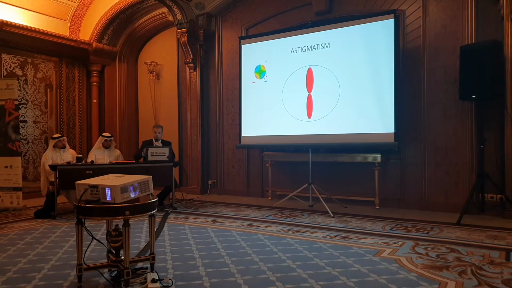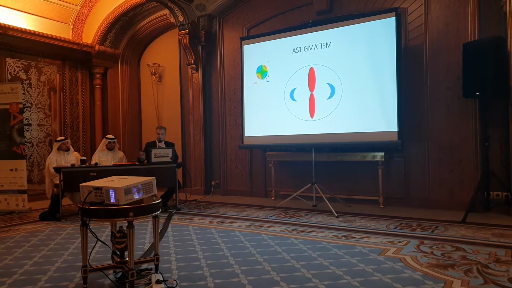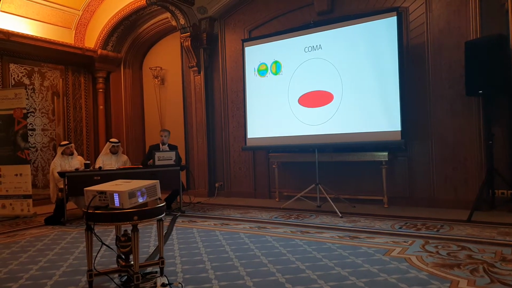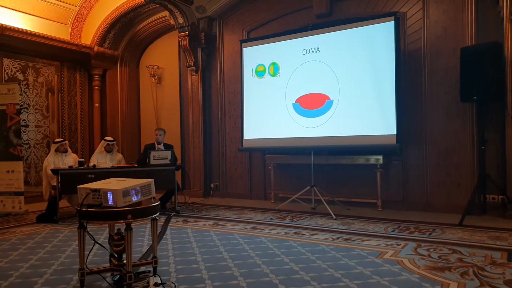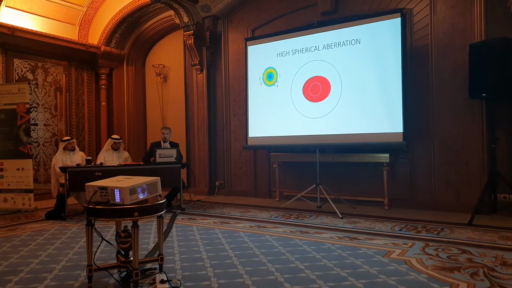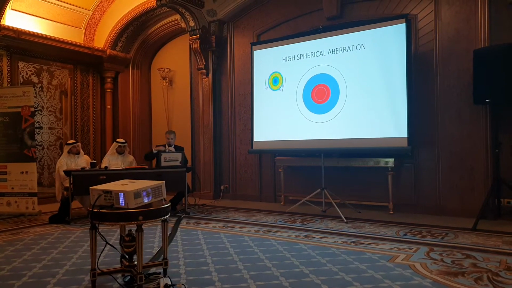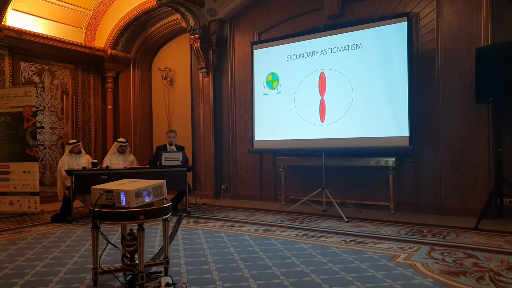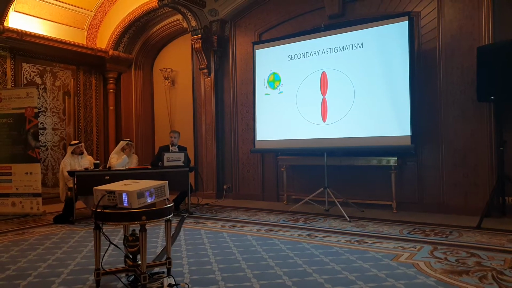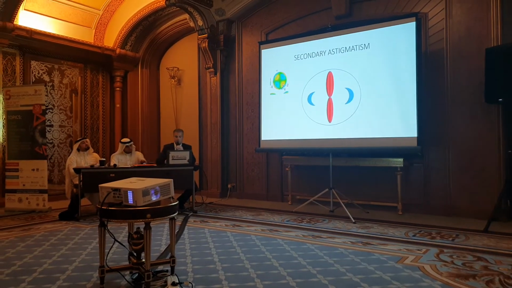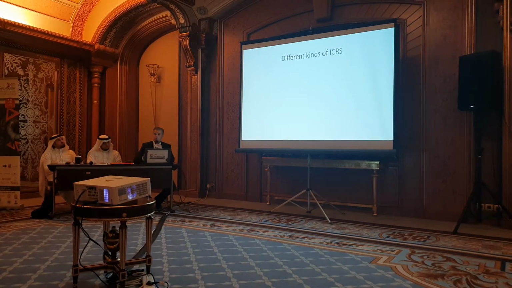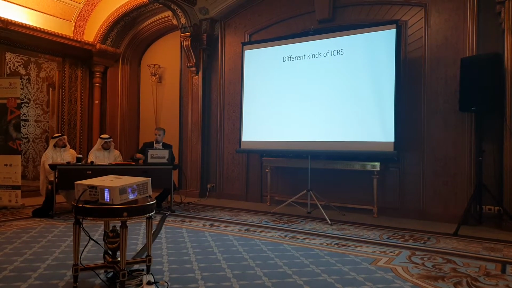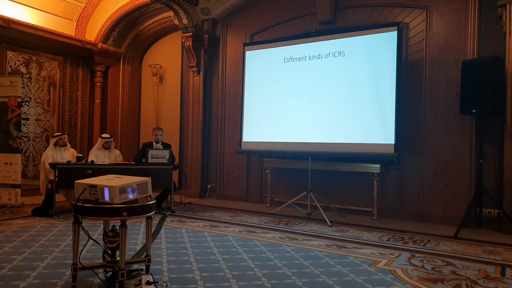In astigmatism, we have two parallel ring segments. In coma, we have one ring from one side. In high spherical aberration, we have the circular ring. And in secondary astigmatism, which is a high order aberration, we have two parallel segments. So we will play with these tools to treat our keratoconus.